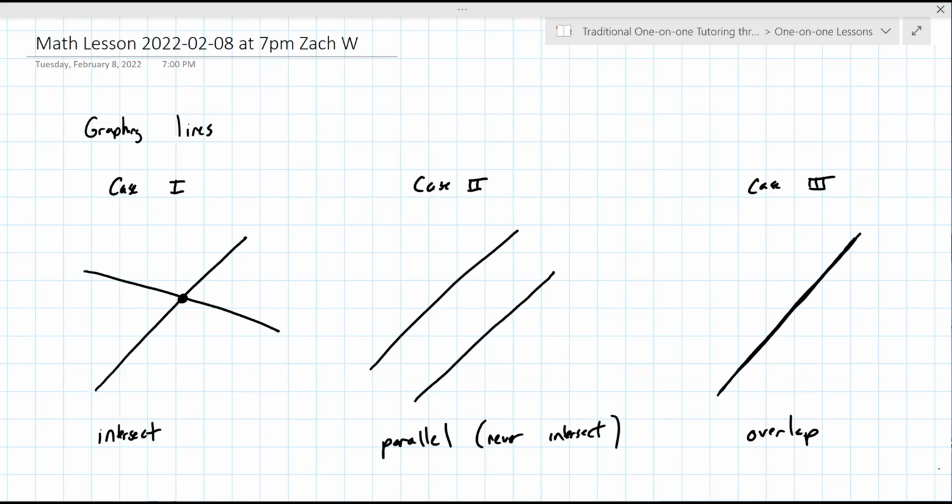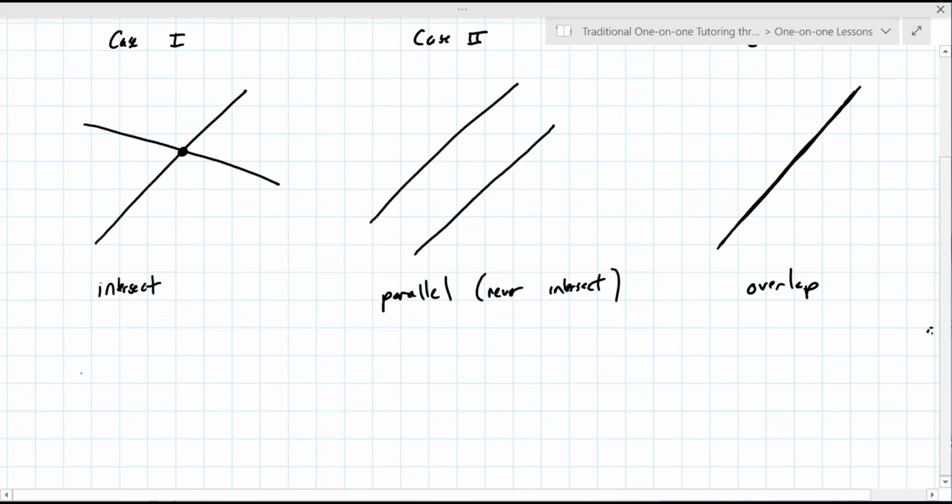So in terms of solutions, we'll talk about that in the next line here. In terms of solutions, this has one solution because they intersect at a point. Case two has zero solutions because they never intersect. And overlap has infinite solutions. You have to know all this. You have to say, oh, they intersect, that's one solution. They're parallel, oh, that's no solutions. They overlap, that's infinite solutions.